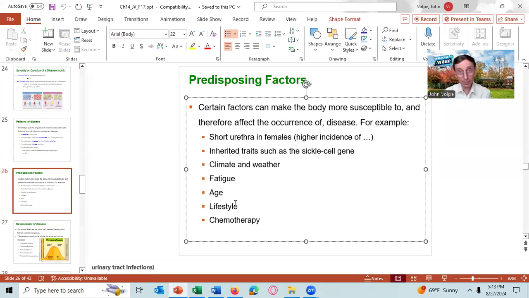Lifestyle can also predispose an individual. It's well known that smokers are more likely to get a respiratory disease than non-smokers. And that's because smoking damages the mucous membranes of the respiratory system. And so they're more likely to get a respiratory disease. Chemotherapy is more likely to predispose a patient to getting an illness. Chemotherapy will weaken your immune system as well as maybe weaken your mucous membranes. Any question about some of these predisposing factors making you more likely to get a disease?